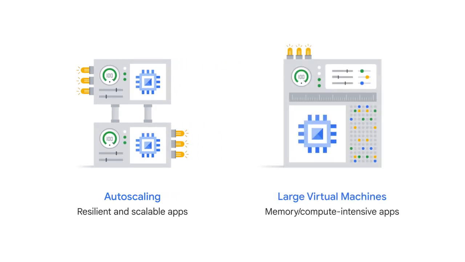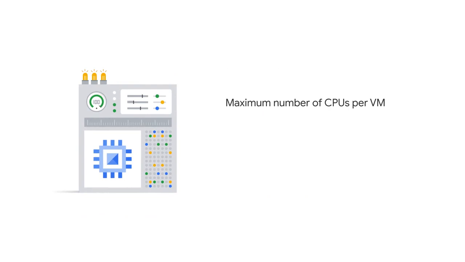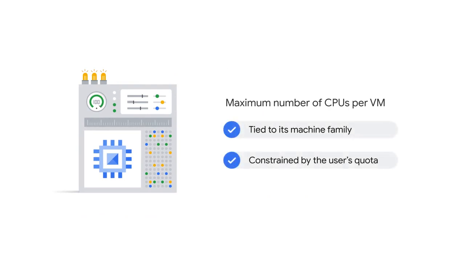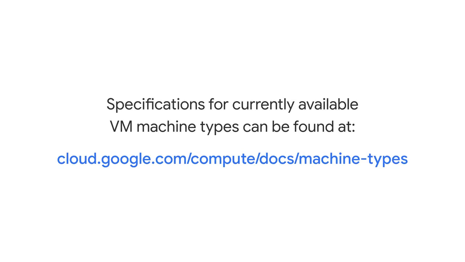Google's Virtual Private Cloud, VPC, supports several different kinds of load balancing, which we'll explore shortly. With Compute Engine, you can in fact configure very large VMs, which are great for workloads such as in-memory databases and CPU-intensive analytics. But most Google Cloud customers start off with scaling out and not up. The maximum number of CPUs per VM is tied to its machine family, and is also constrained by the quota available to the user, which is zone-dependent. Specifications for currently available VM machine types can be found at cloud.google.com/compute/docs/machine-types.